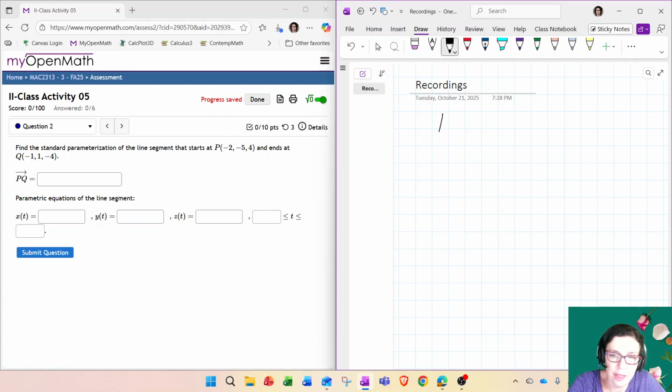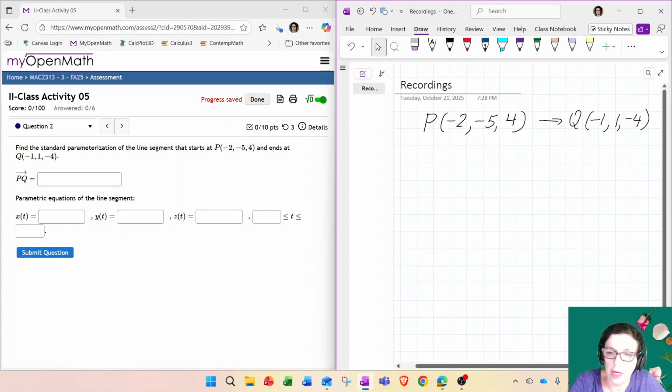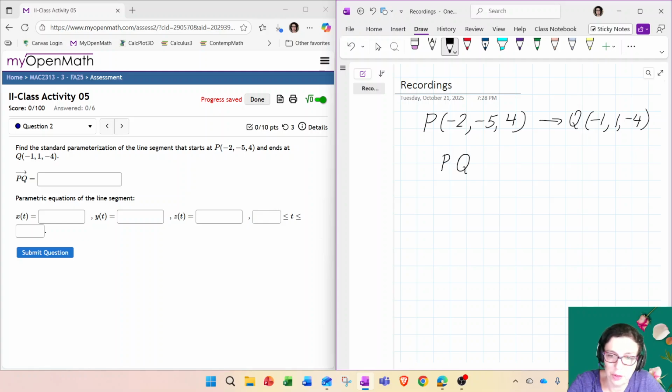point. So the segment is supposed to start at the point P with coordinates -2, -5, 4, and then it's supposed to extend to Q with coordinates -1, 1, and -4. So there is a difference that it's not the whole line, but just the piece that connects point P and point Q. Okay? All right, so the easiest thing, first of all, is to go ahead and write down the vector that connects PQ, because we're going to need that.